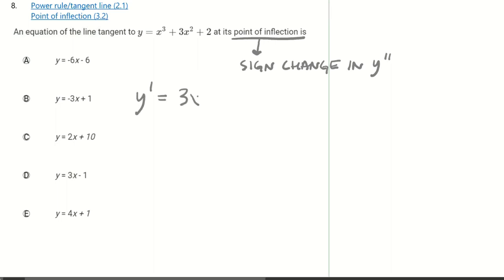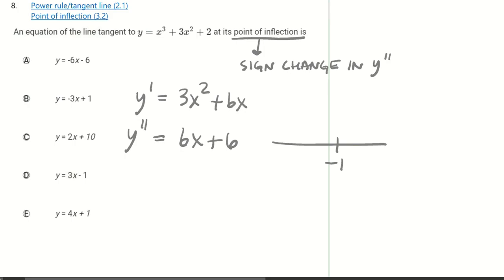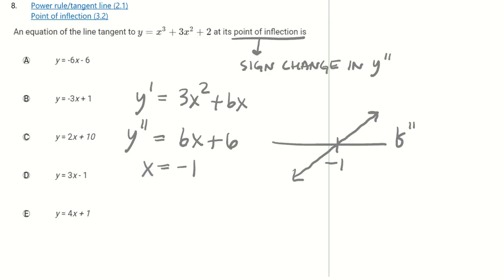So y prime will equal 3x squared plus 6x. Y double prime will equal 6x plus 6. And if I think about the graph of that, it's going to change signs at x equals negative 1, because it's going to go from negative to positive. This is the graph of f double prime. So I know that the x I'm interested in is negative 1. Yes, f double prime was 0 there, but that's not my reason for it being a point of inflection. It's because the graph crossed the x-axis.